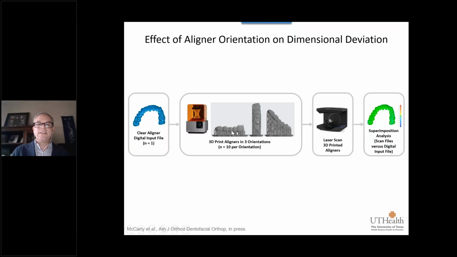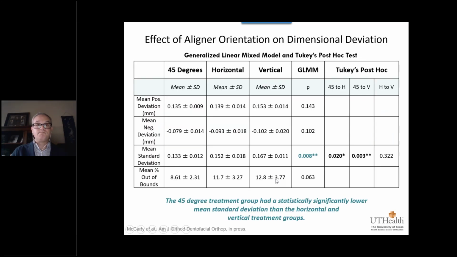One is looking at the effect of the orientation of the clear aligner, which in this case has a shell-like morphology as opposed to a solid dental model that we saw before, on the dimensional fidelity of that 3D printed aligner. And we found when we compared 45-degree offset, a horizontal orientation, or a vertical or perpendicular orientation, that there was no statistically significant effect of the orientation on positive or negative deviation, or the percentage of points out of 1/4 of a millimeter tolerance.